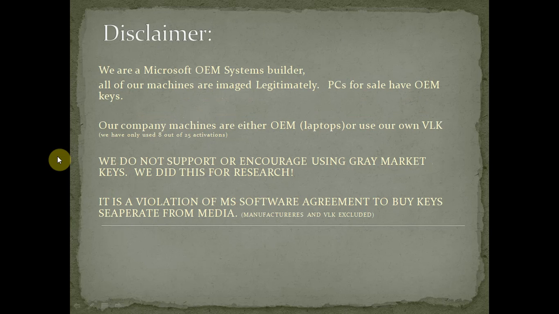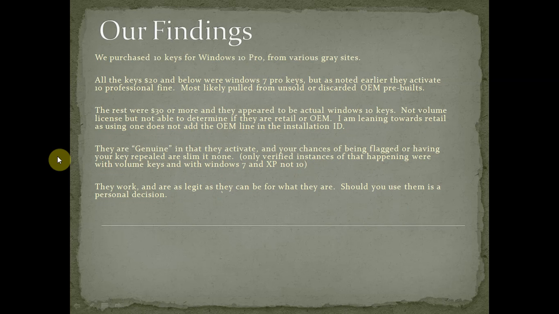But I did do this for research because I wanted to see why all these people who don't care about the rules, all these small little builders, all these home builders popping up, or pushing computers out on all these marketplaces much cheaper than we can. And is there a catch?